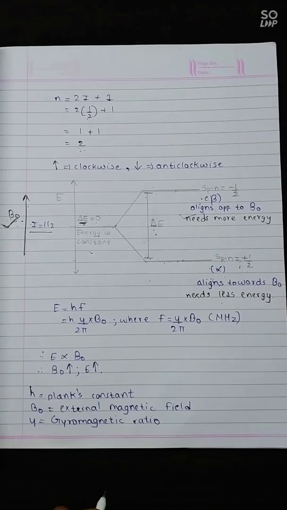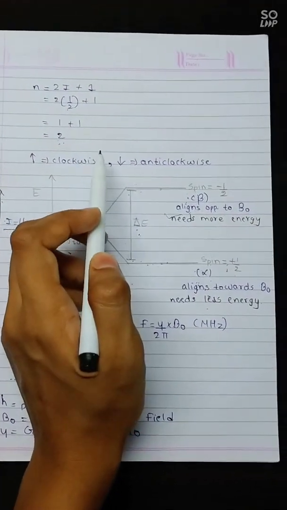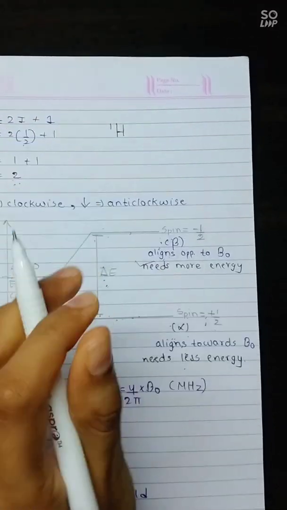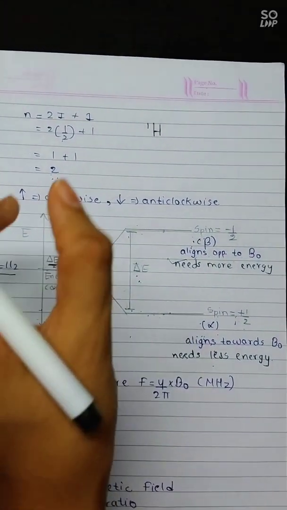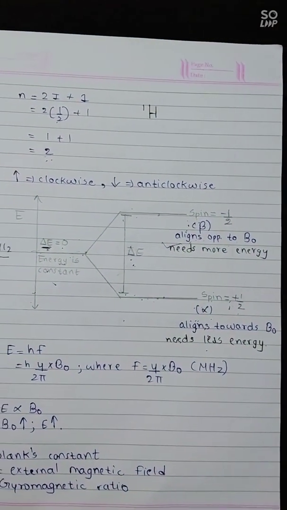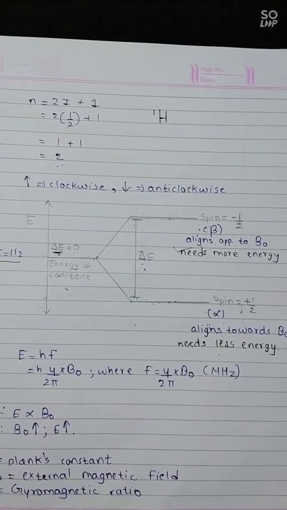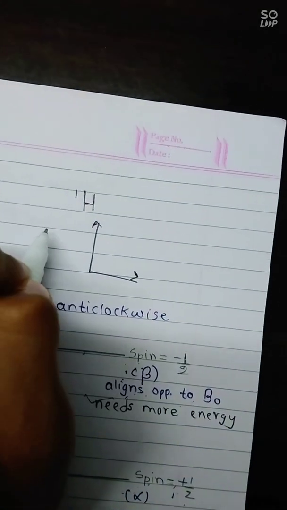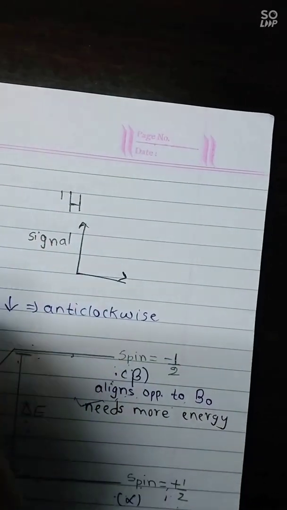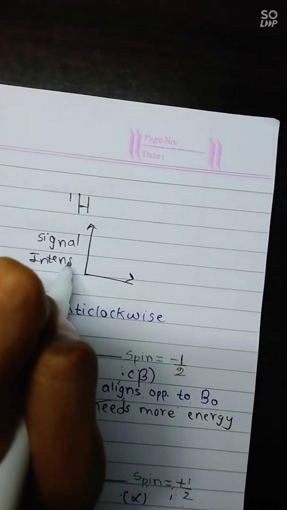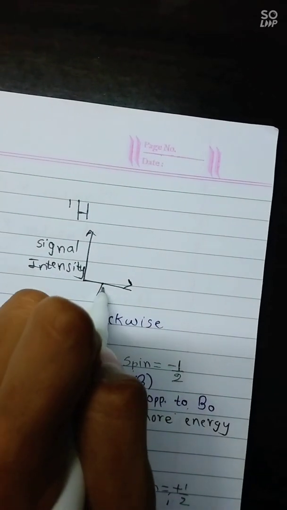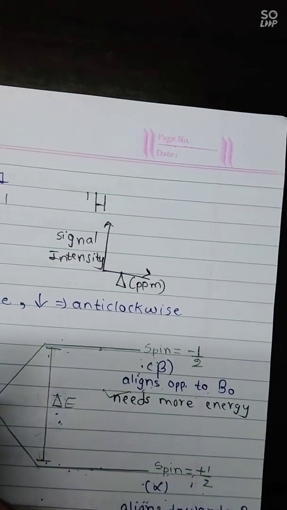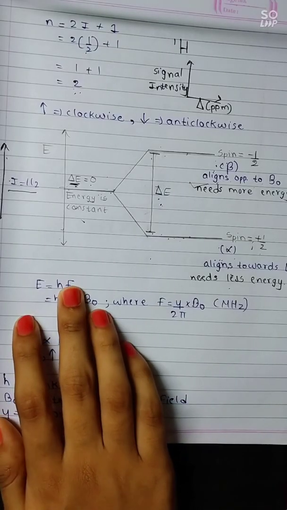Now, if we talk about proton NMR, which is 1H NMR, in that case this proton is going to absorb this electromagnetic radiation and the spectrum will be observed, which will be in the form of signal intensity versus chemical shift, which will be written in the form of ppm. Okay. Now say we have applied this frequency f.